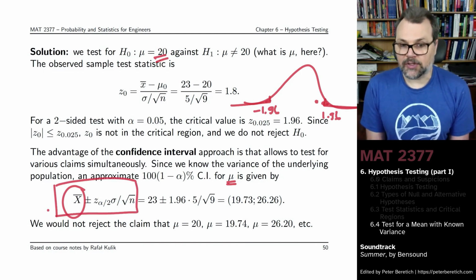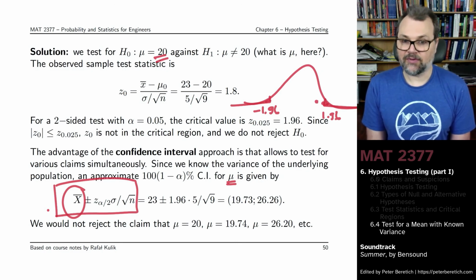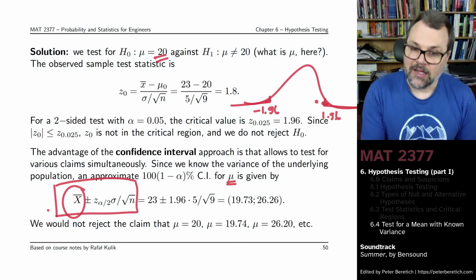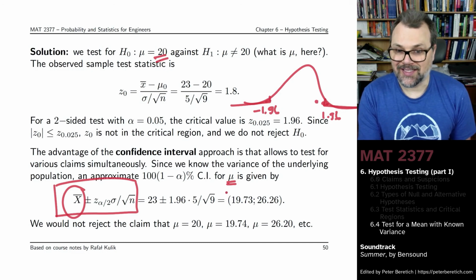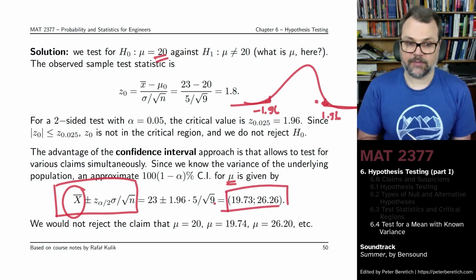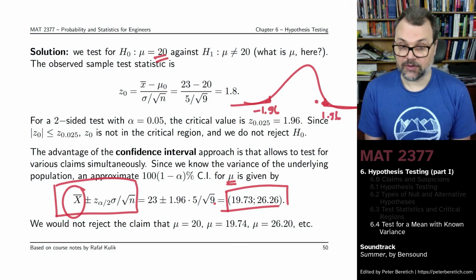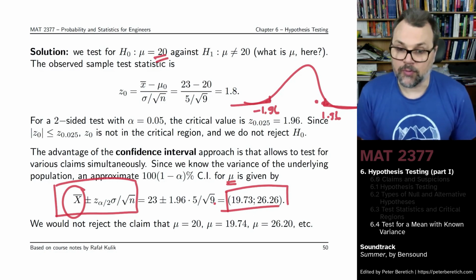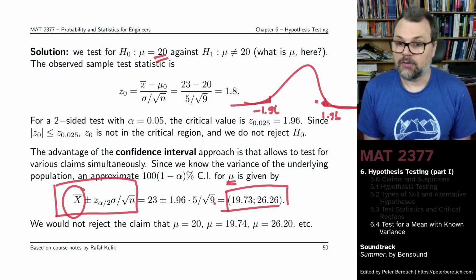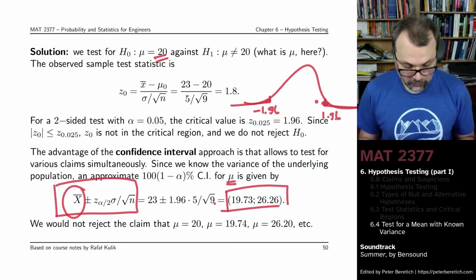That's 23 plus or minus 1.96 times 5 divided by square root of 9, which gives 19.73 and 26.26. So what this is telling us is that we would not reject the claim for any value which falls in this confidence interval. We wouldn't reject it for mu equals 19.74, for 26.20, and so forth. So that's sort of a powerful tool.